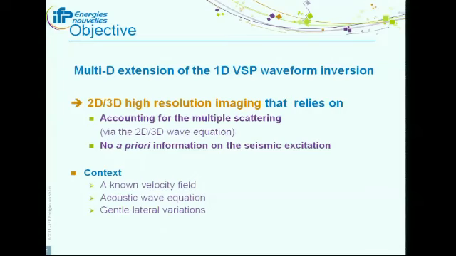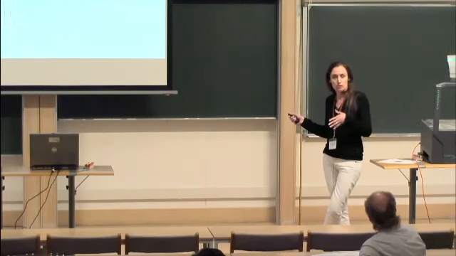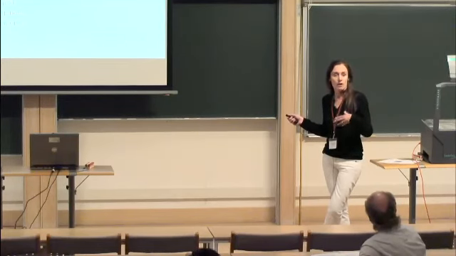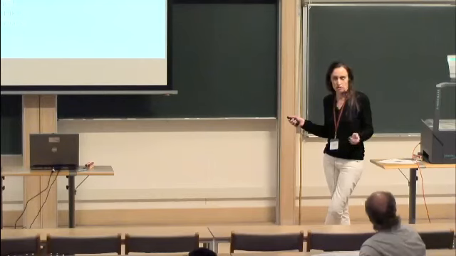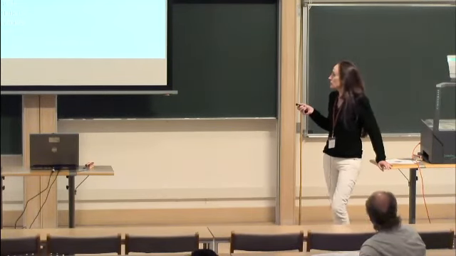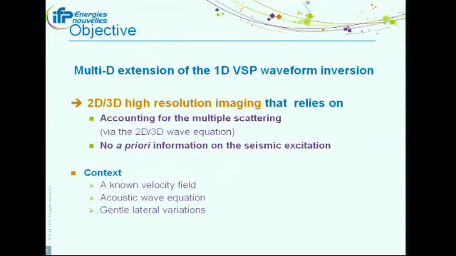But to reach this goal, at least in media that present a high degree of heterogeneity, we will need to retrieve also the pressure conditions so as to get rid of the a priori estimation of the seismic excitation. So we consider 2D or 3D media, so that it will not be possible to get rid anymore of the velocity distribution. We will assume to have a known velocity field. We will restrict our study to acoustic wave propagation, and we will see in a few slides that we will also be led to restrict our model to models presenting some gentle lateral variations.